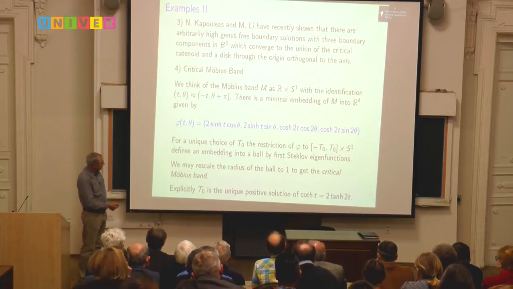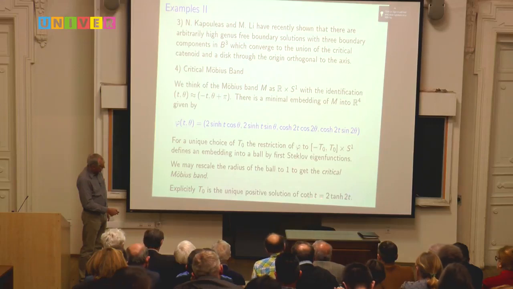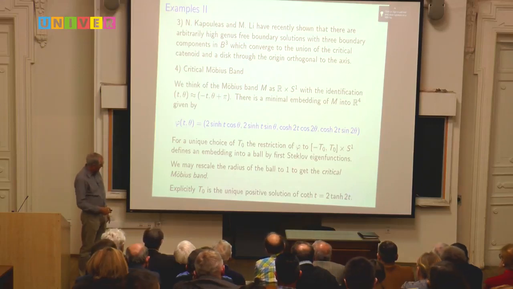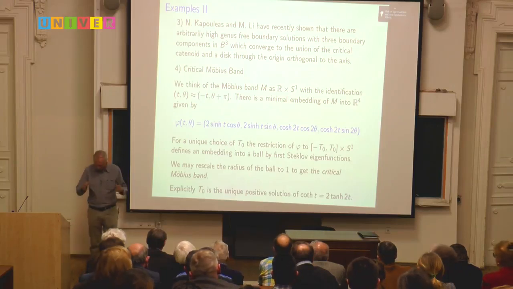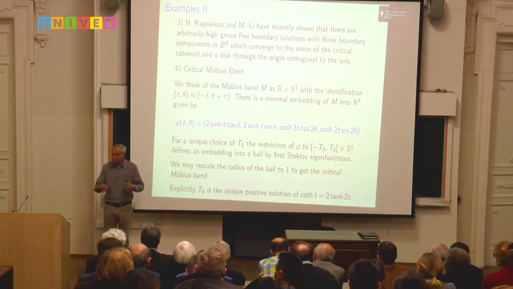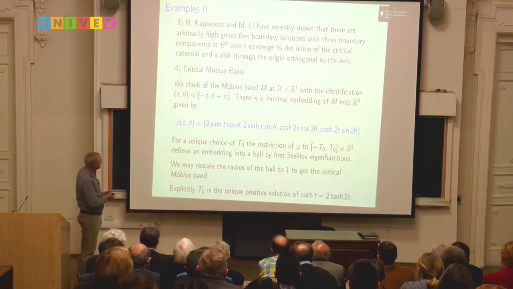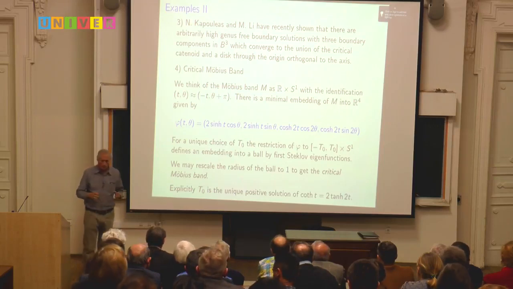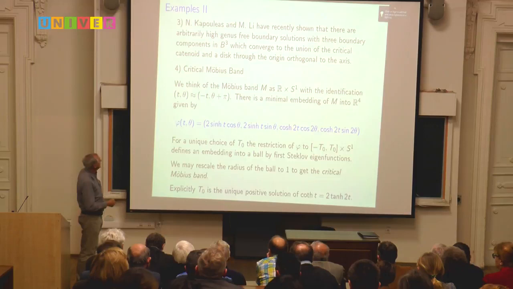So there's some T naught which can be explicitly computed. In fact, it's the value of T for which hyperbolic cosine T is 2 times hyperbolic tangent 2T. And so there's a critical piece of it which meets the boundary sphere orthogonally, and then we can scale it to make the ball a unit ball. So that's another example, and that turns out to be the extremal for the eigenvalue problem for the topology of a Mobius band. It's again another result in our paper.